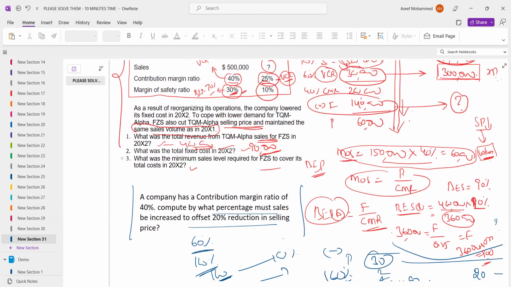What was the minimum sales level required for FZS to cover its total costs? This is the break-even point. Break-even point we already calculated. That is 360,000. In this way, we need to answer.